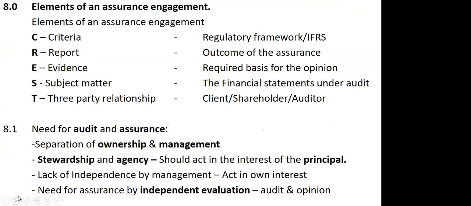internal audit. In terms of the elements of an assurance engagement, what is this whole issue of audit? It has basically 5 elements. We know the mnemonic CREST. If I may try to use logic here, what we are saying is at the center of this assurance engagement, there are 3 parties. There's the client, there's the shareholders, and then there are the auditors. It's a 3-party relationship. And what is at the center of this 3-party relationship is the financial statements, which is the subject matter.